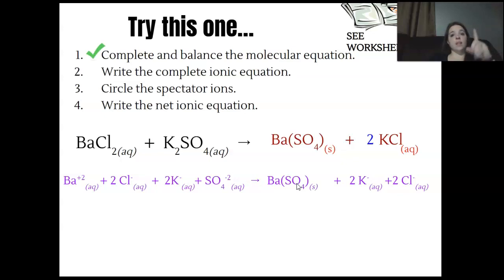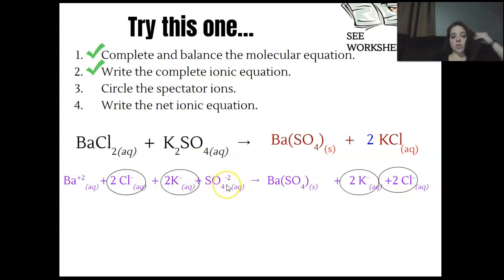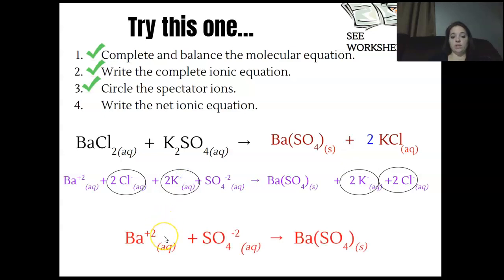Anytime you see a solid, the liquid H2O, or a gas, you leave them all alone. Don't mess with them. Don't pull them apart. Just the aqueous solutions. All right, so the next thing, I'm going to circle the spectators. What is the same on each side? So let's look at this. Barium 2+, nope. Chlorine, yes, I've got the same on that. Potassium, yes, I've got 2 of them. Sulfate, no. So next, I'm left with writing the net ionic equation. I'm going to pull out everything that is not circled, and I'm left with this.